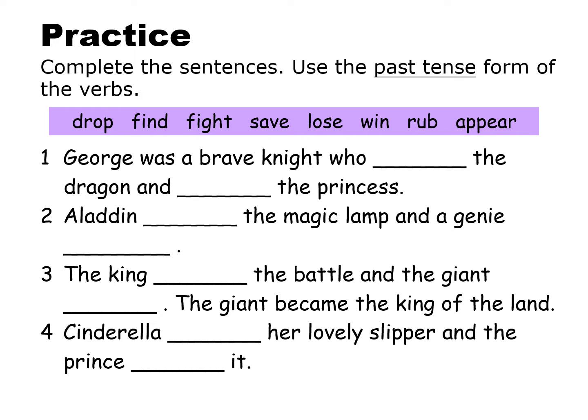Listen to the answers and see how you have done. Number 1. George was a brave knight who fought the dragon and saved the princess. Number 2. Aladdin rubbed the magic lamp and a genie appeared. Number 3. The king lost the battle and the giant won. The giant became the king of the land.